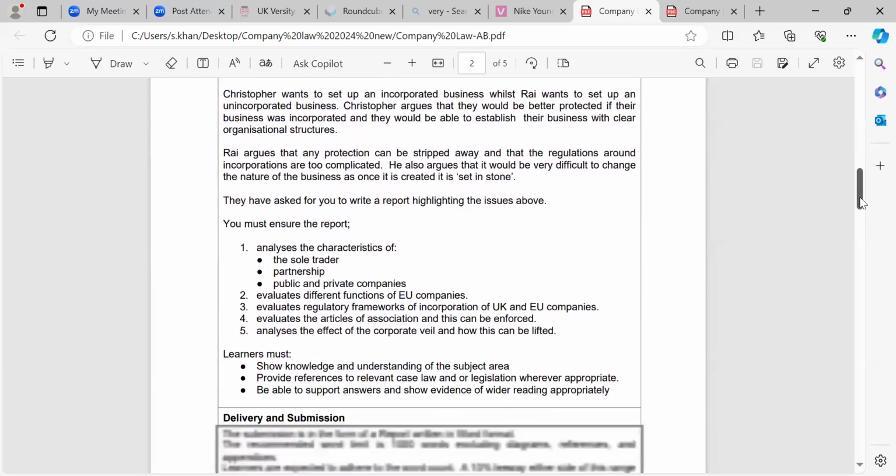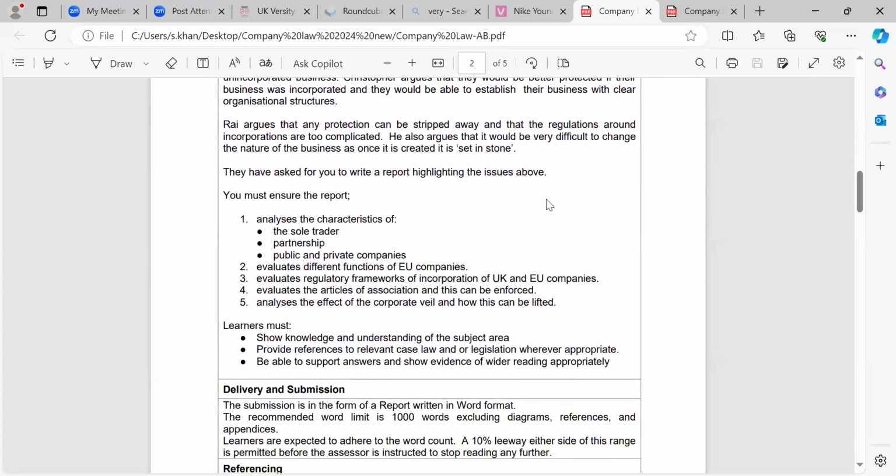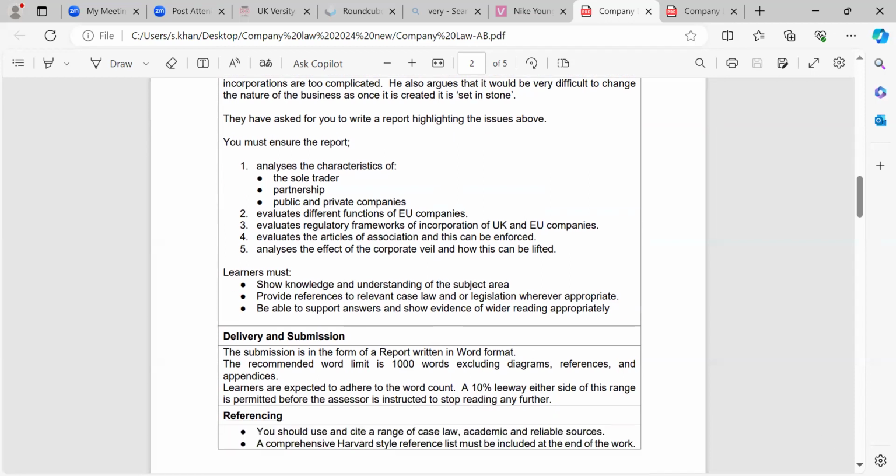So you need to put that as a heading, learning outcome 1. There are 5 parts within learning outcome 1, and you need to make sure that each part is a heading, and then you answer the question under the heading, so it's clear. In this, learners must show that they have an understanding and knowledge of the subject area. They must provide references to relevant case law or legislation where appropriate, and be able to support your answers and show evidence of wider reading appropriately. And you must use the Harvard referencing system.